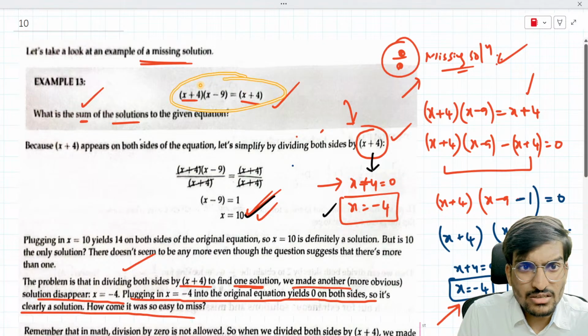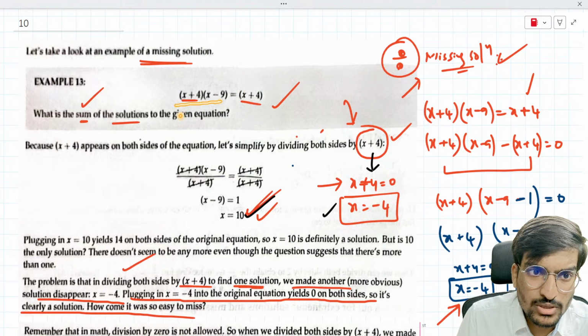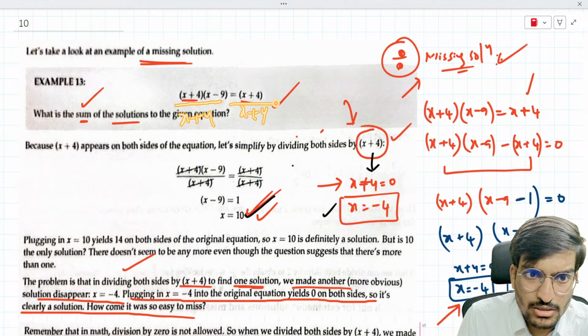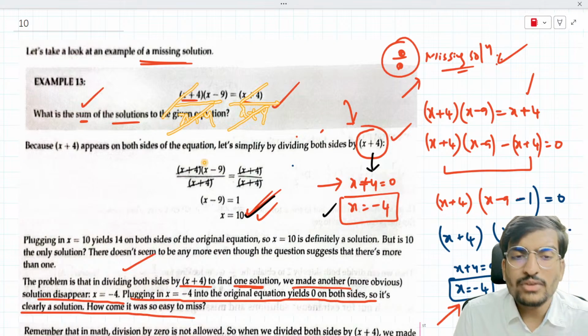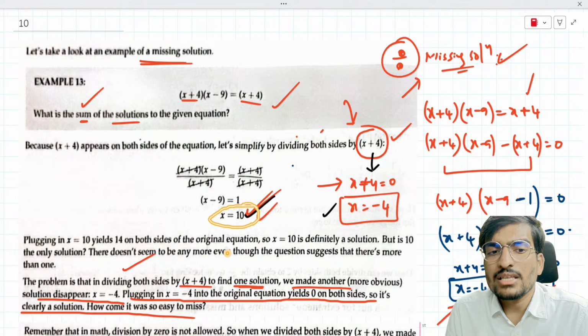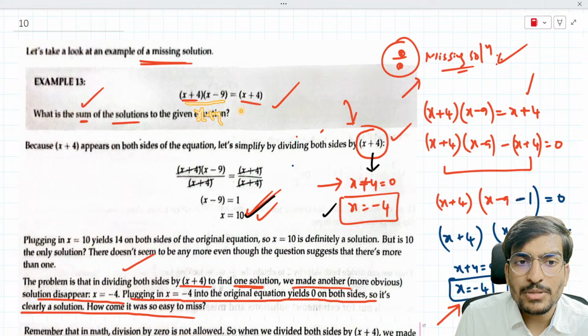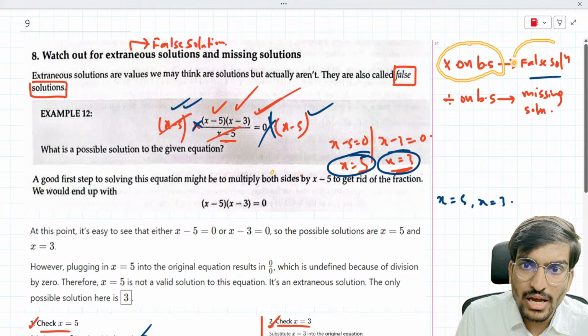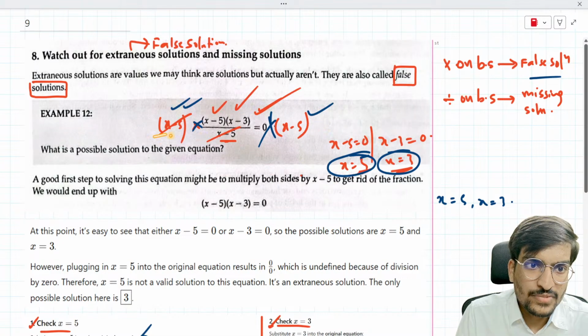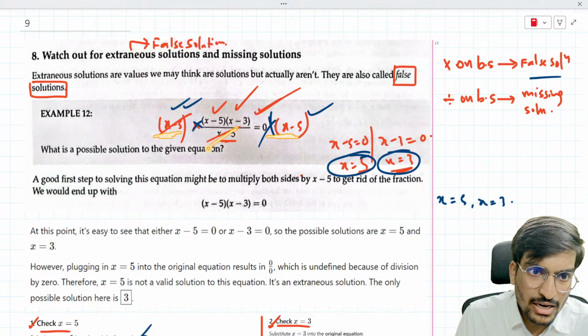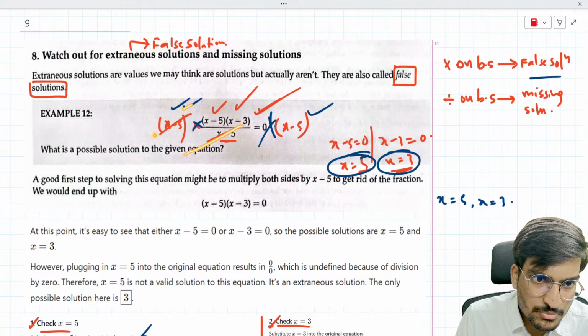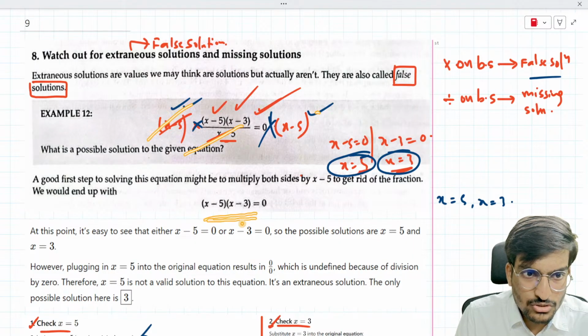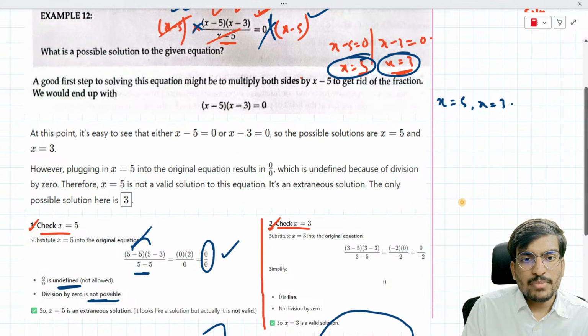If the question is like this, what we do is divide by x plus 4 on both sides, so that we can cross out this x plus 4 and get the value of x easily. But whenever you divide by x plus 4 on both sides, you miss a solution. Whenever you multiply on both sides, you get a false solution. Here we multiplied by x minus 5 yesterday, and we crossed out this x minus 5.